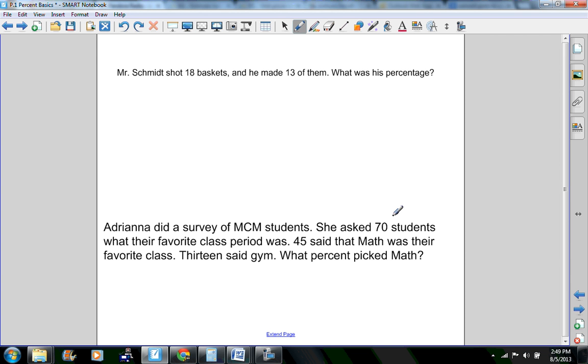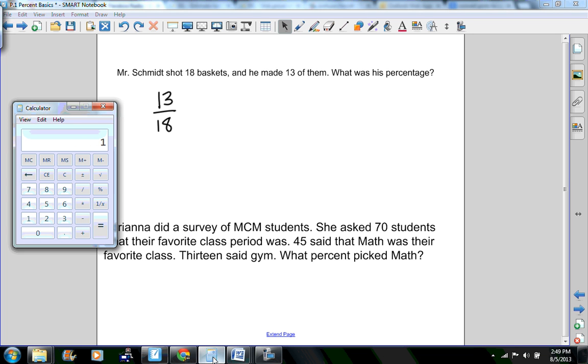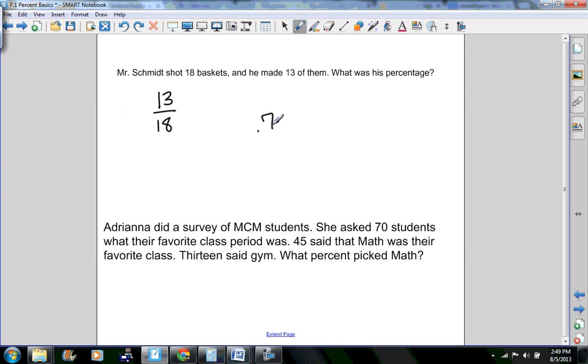Mr. Schmidt shot 18 baskets, and he made 13. What was his percentage? Well, that's 13 out of 18. Yep. 0.72 or 72%.